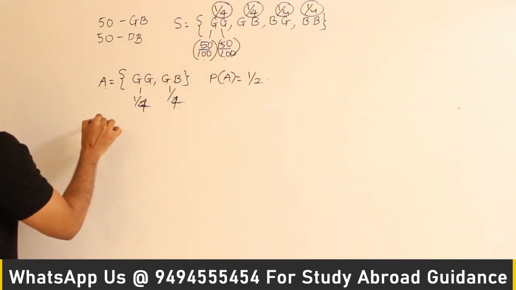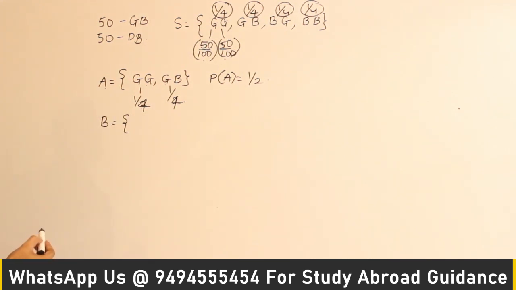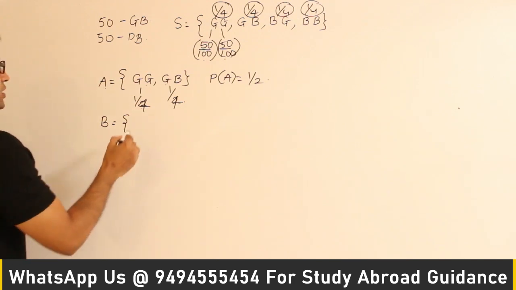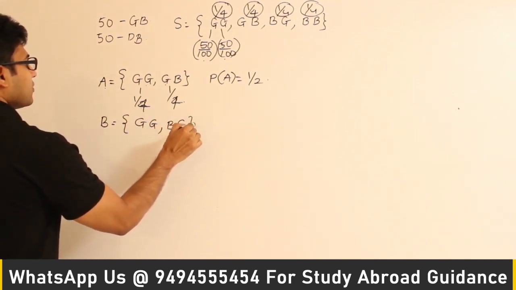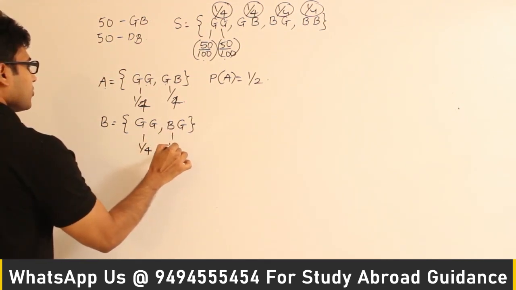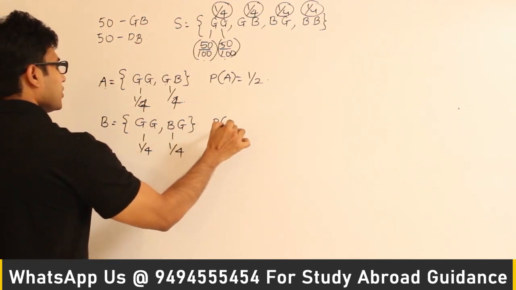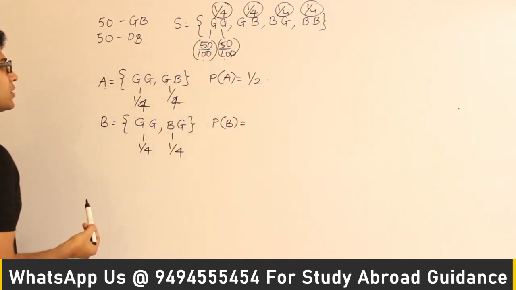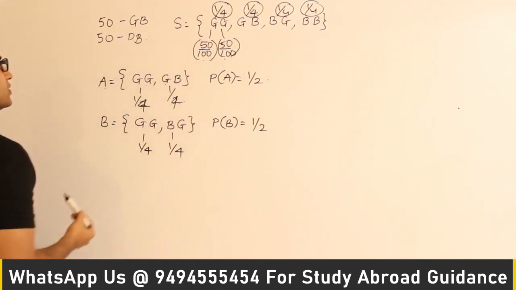Now let's define one more event B in which the second bulb is good. Then what are the events you have in that? Good-good and then bad-good. The probability of this one is 1 by 4 and the probability of this one is 1 by 4. Then what about the probability of B? The probability of B is going to be 1 by 2, adding these two.